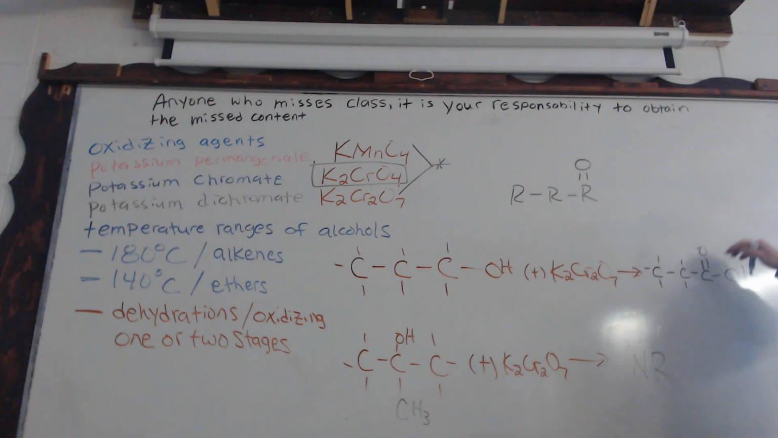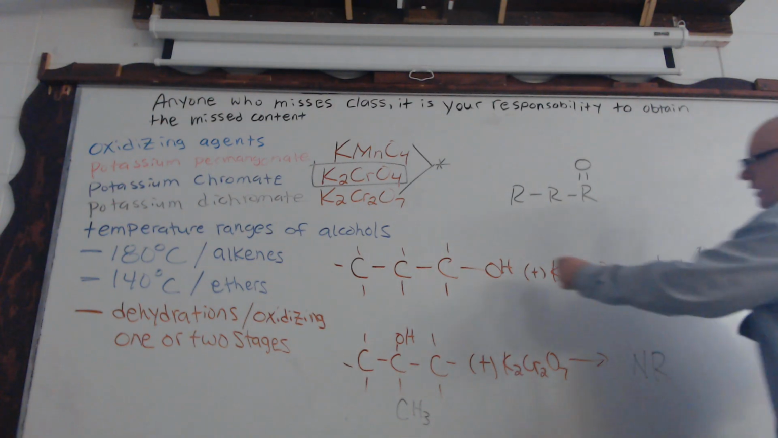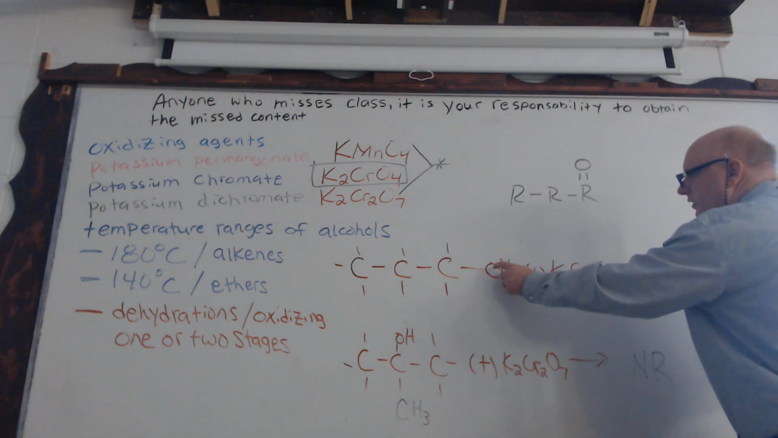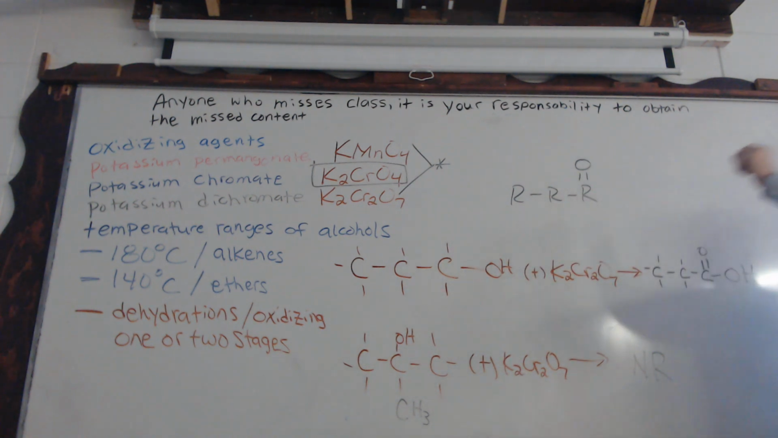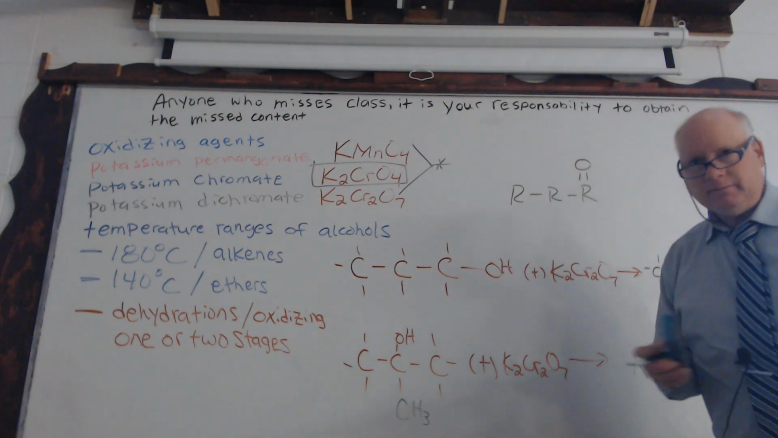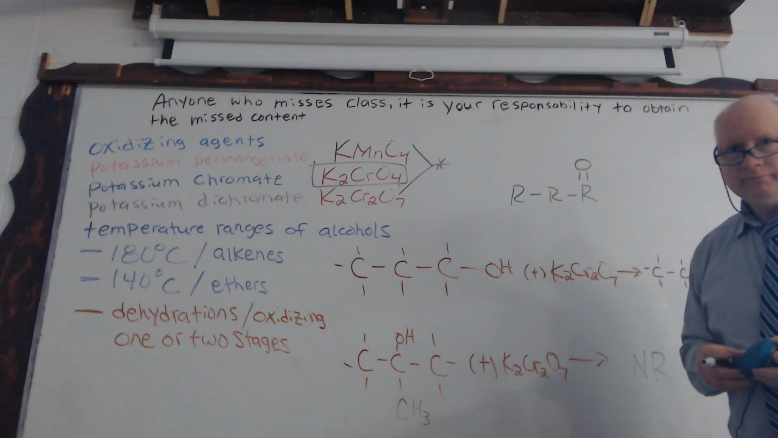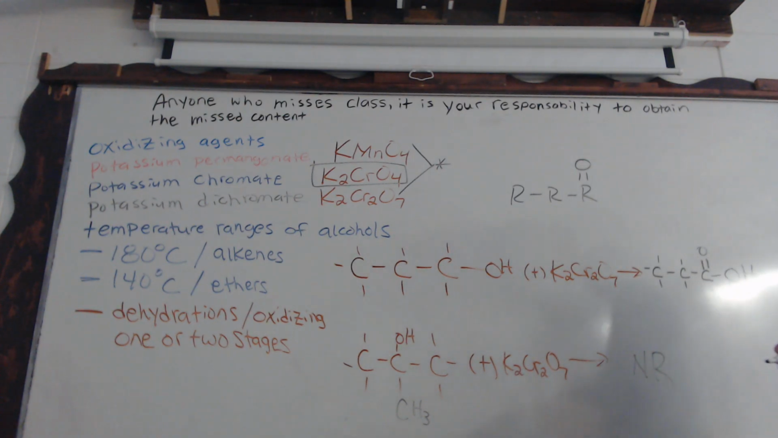Because, like you had pointed out, it's where your oxygen's located. So since this is on the end, a double bonded oxygen on the end is going to be an aldehyde. But if it's in the middle, that's a ketone. So really, you just replace the OH with a double bonded oxygen. That's exactly what you're doing. Correct. Okay?